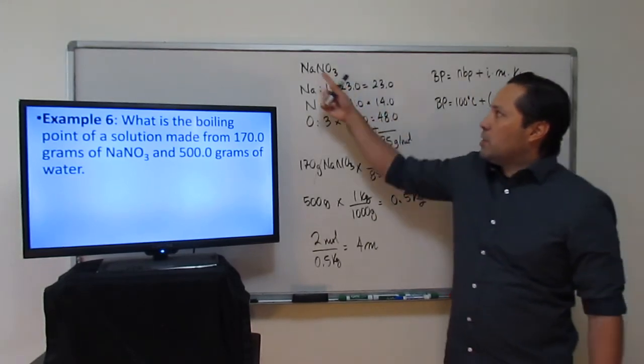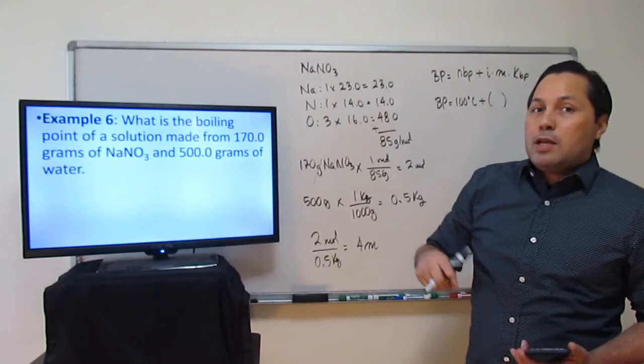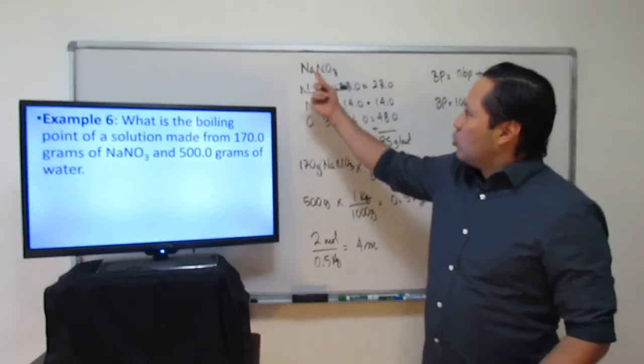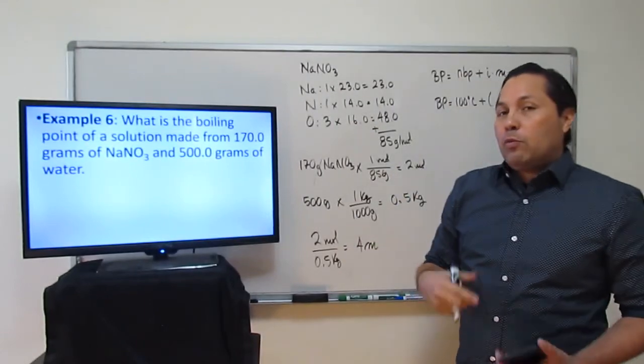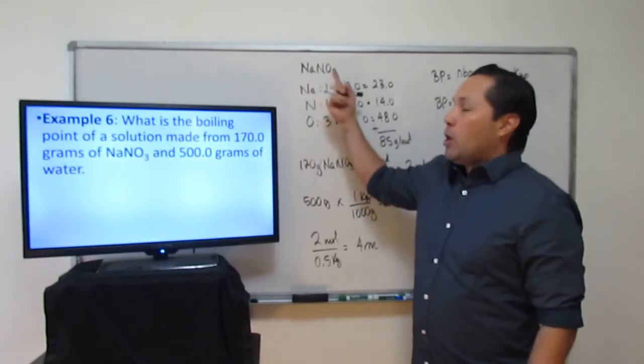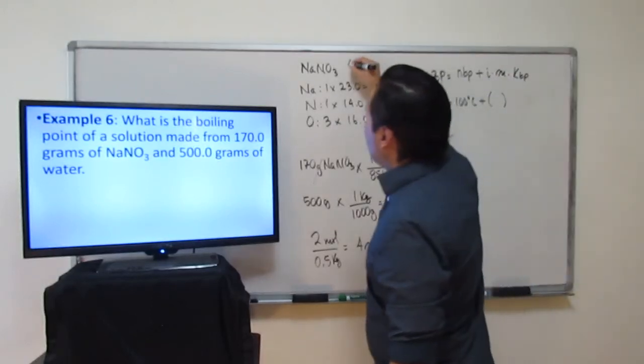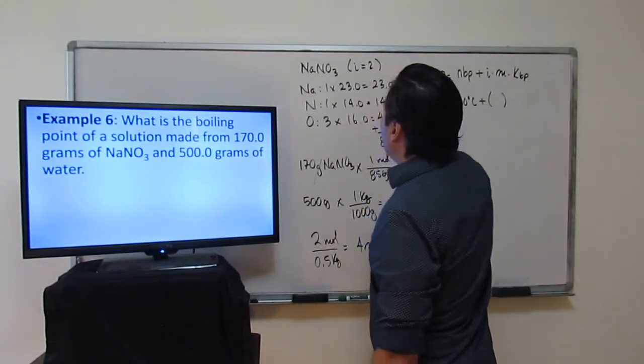Alright, so now let's take a look at this molecule. It's got 3 atoms in it, sodium, nitrogen, and oxygen. And though sodium is a metal, that will dissociate. Nitrogen and oxygen are both non-metals, so they're going to stick to each other. So the Van't Hoff factor for this compound is going to be just 2.